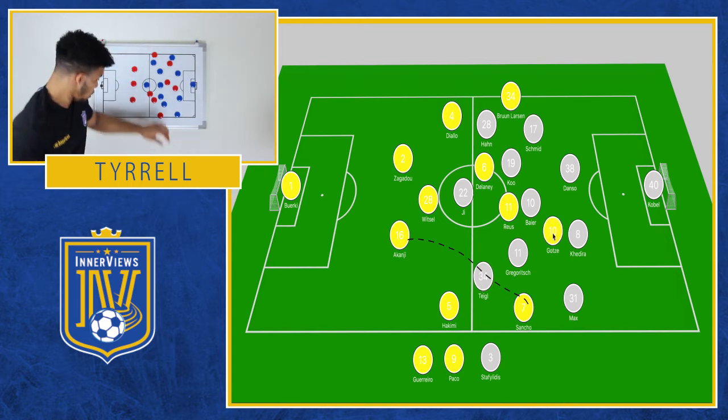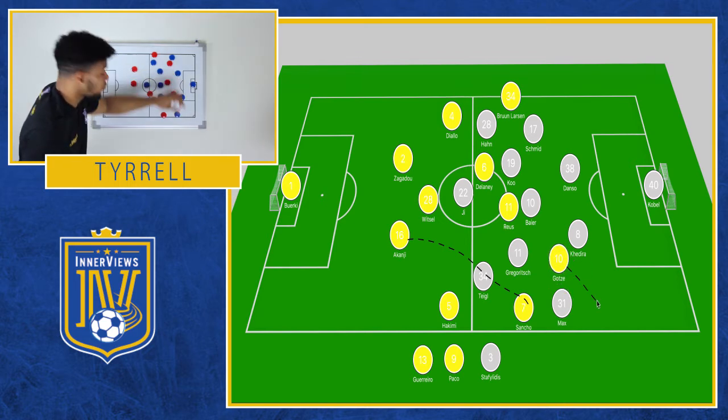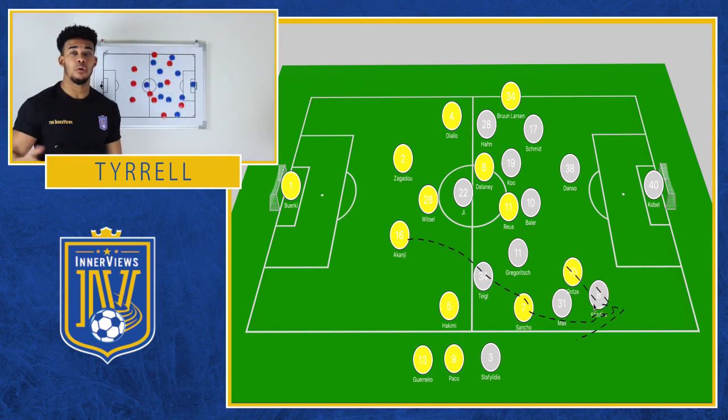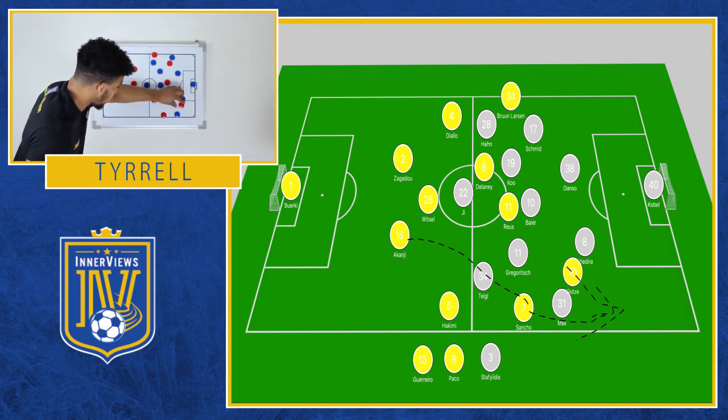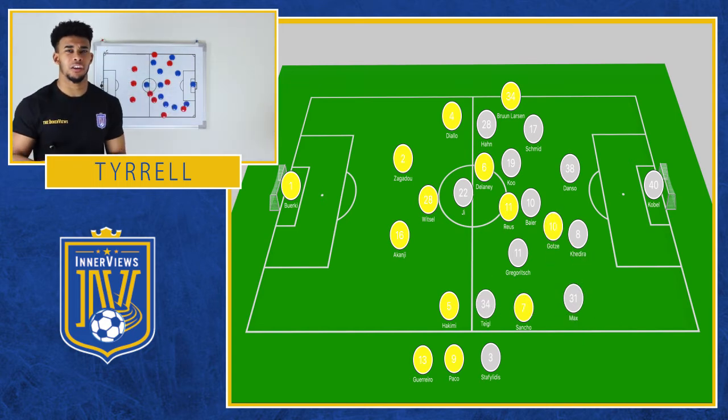Akanji out to Sancho, and what we end up seeing this time is Götze running in behind Max and Khedira, but Khedira tracks the ball well as Sancho pokes it around Max, and pokes it around Tyrrell, and what we end up seeing there is Khedira coming across to clear that danger.